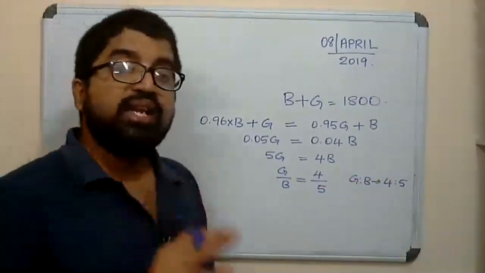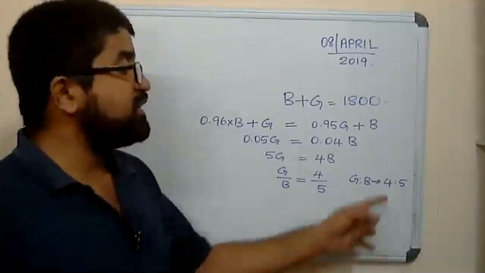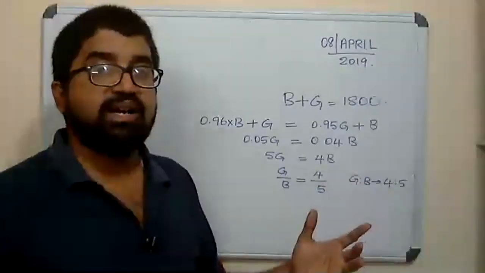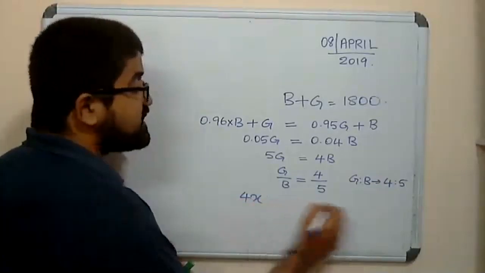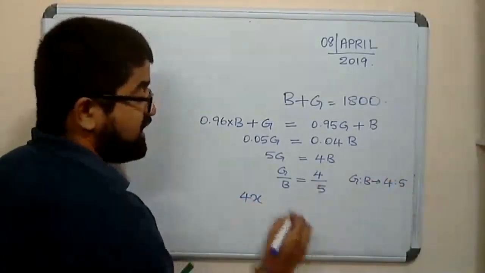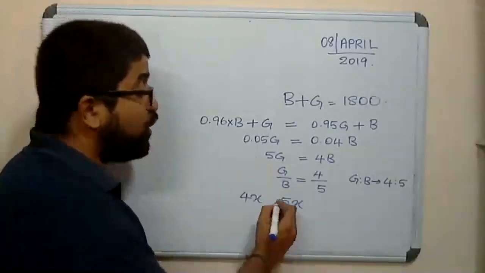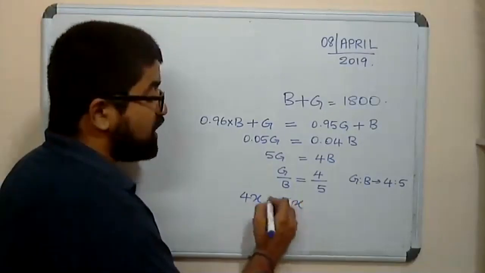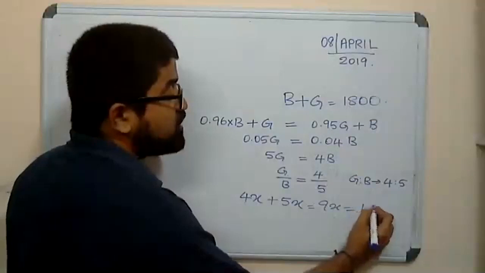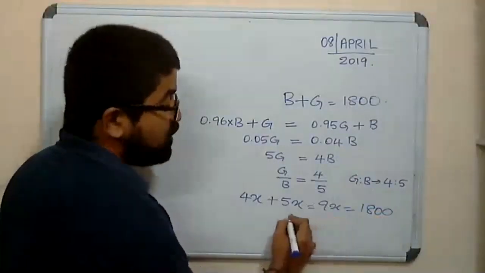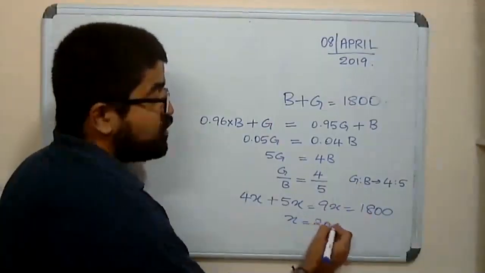Now, as I have already indicated in our class, every ratio is associated with a multiplication factor. It does not mean that there are only 4 girls and only 5 boys in the class. The total number of girls in the class will come to some 4x, and the total number of boys in the class will come to some 5x, where x is the multiplication factor of this ratio. So the total number of girls plus total number of boys comes to 9x, and that is equal to 1800, solving which we will get the value for x as 1800 upon 9, and that comes to 200.